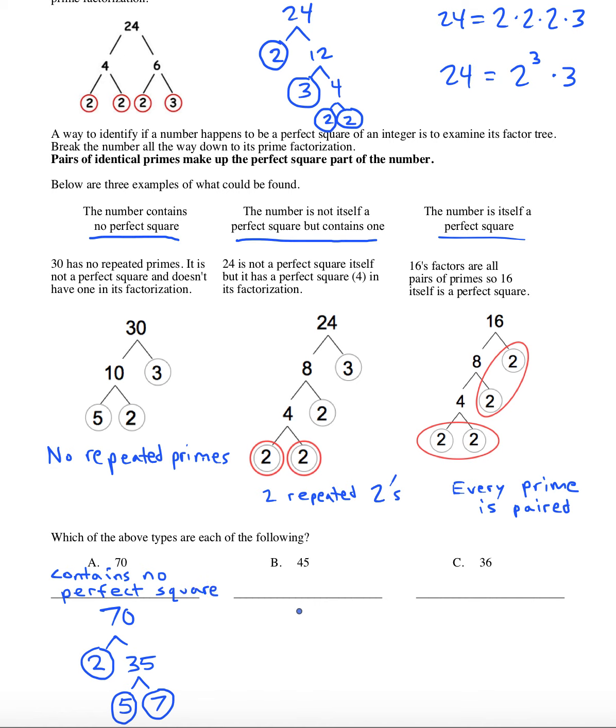All right, let's try a tree for 45. 45 ends in 5, which means it's divisible by 5. So let's divide 45 by 5, we get 9. 5 is prime, but 9 is composite. We'll break this down into 3 and 3, which are both primes, but notice that there's a repeated prime. This means that 45 contains a perfect square in its factorization.